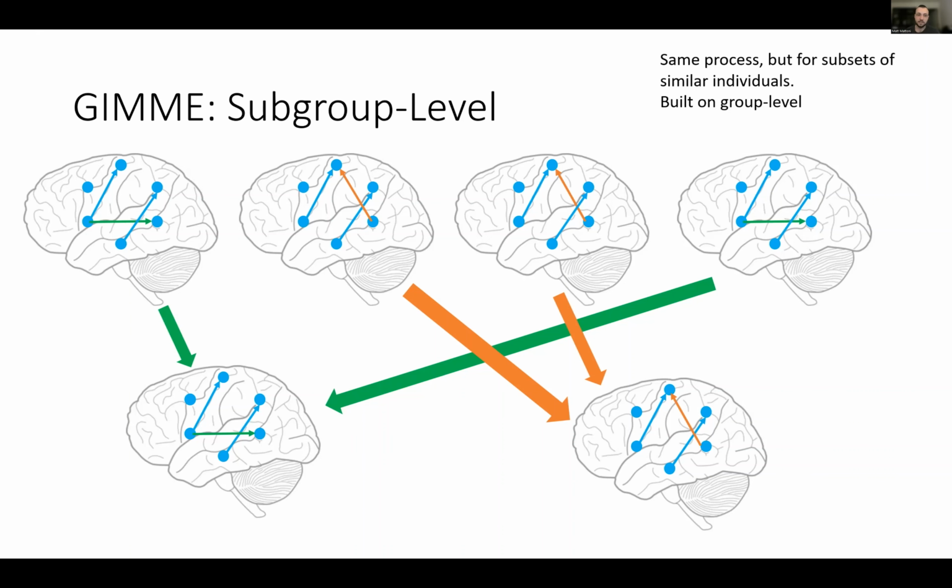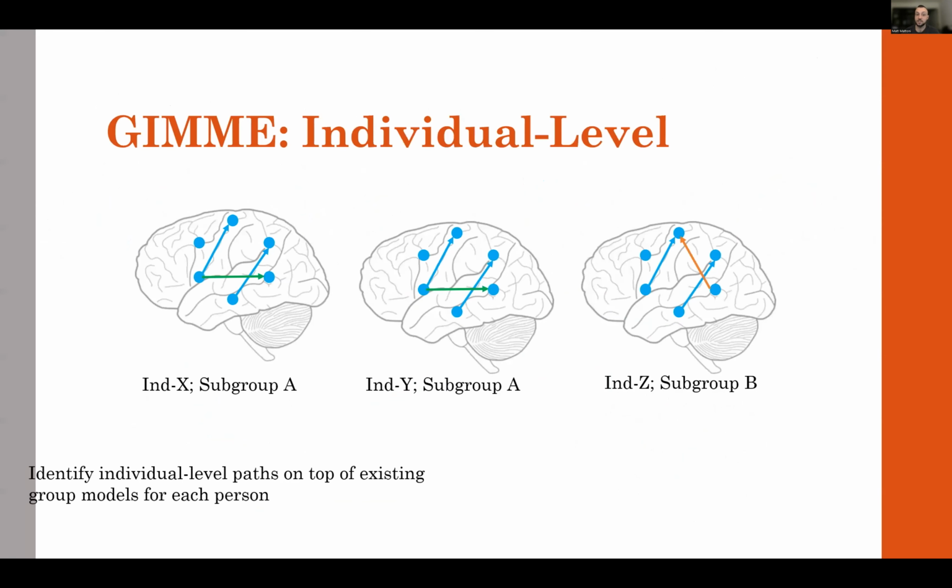So one of the cool things about GIMME, as we're pointing out here, is that we get information at multiple different levels. So we get group level information, so all the individuals have these group level paths, then we get subgroup level information. Then once we finalize those subgroups, so we have subgroup A, subgroup B, we actually get individual level information as well. So here, 3 individuals, let's say individuals X and Y, the first 2 are both in subgroup A. So they have the subgroup level paths and the group level paths. Then we can estimate individual specific paths. Right, so all 3 individuals here have the same group level paths. Depending what subgroup they're in, they have their subgroup level paths. And finally, we estimate the individual specific paths on top of all of those models.